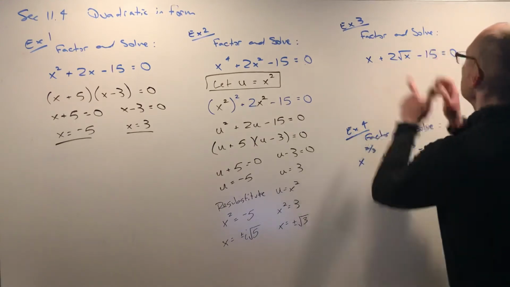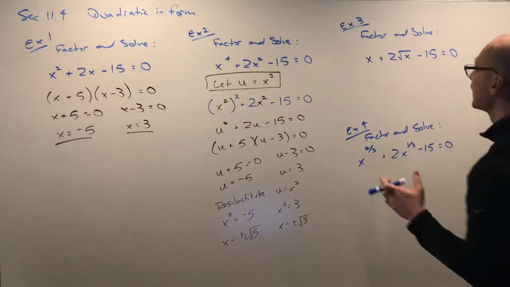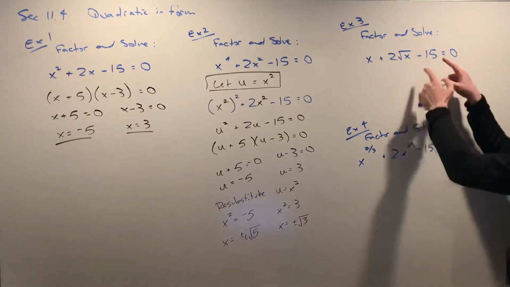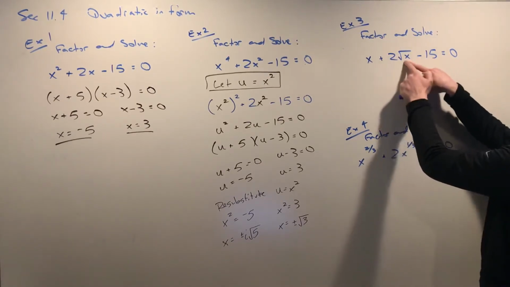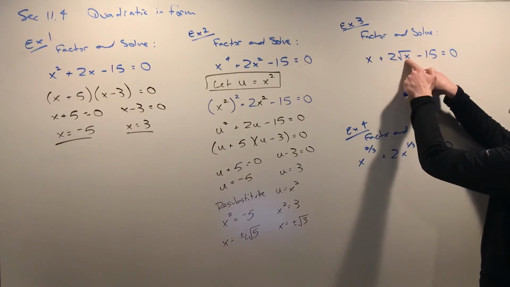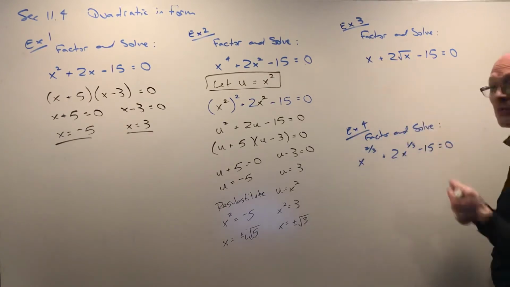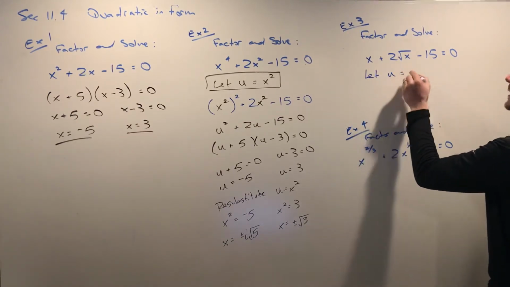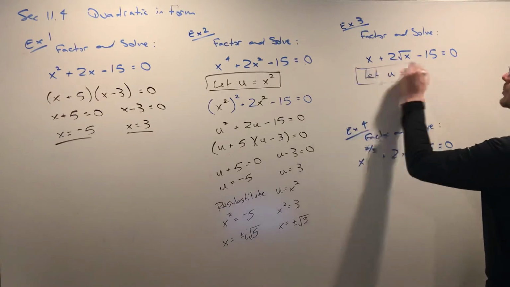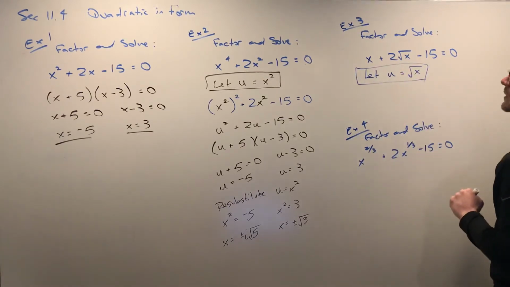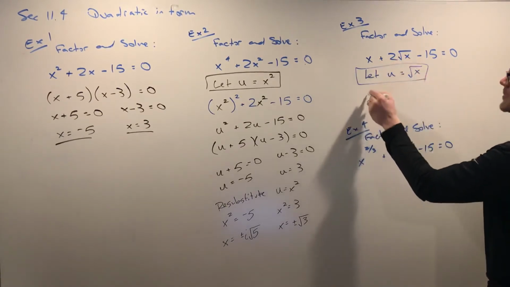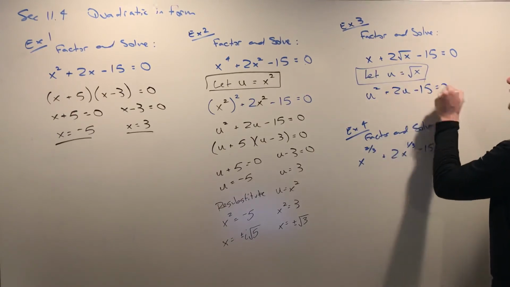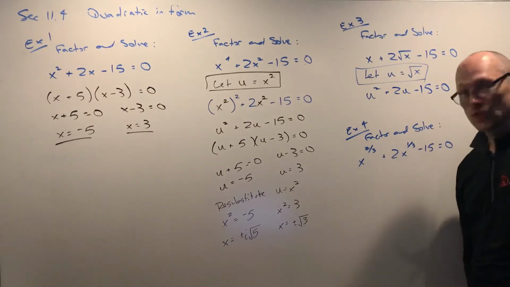Okay, so this idea right here, do you still recognize it? I don't think you can see my face, sorry, which is probably okay. There's nothing here, but there's something here, and when you square the square root of x, you get x. This is quadratic in form. So I'm going to let u equal the square root of x. And this becomes u squared plus 2u minus 15 equals 0, and you just solve it like before.